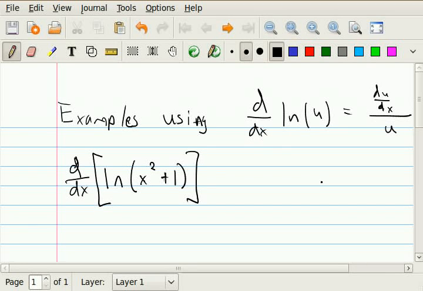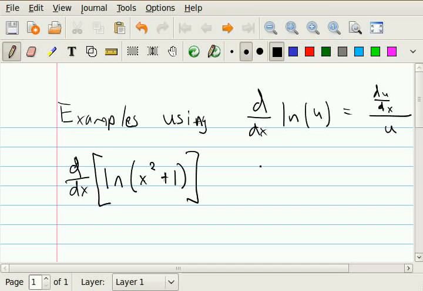Okay, some examples of derivatives using this more involved, more useful rule for derivatives of log functions. So here's the rule. The derivative with respect to x of natural log of u is the derivative of u with respect to x over u. Okay, so you're going to probably use this rule anytime you're asked to take the derivative with respect to x of natural log of anything else. Not just x, but some more complicated function of x. And that's what u represents.